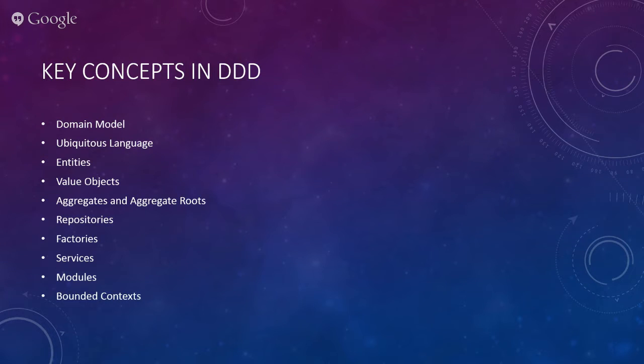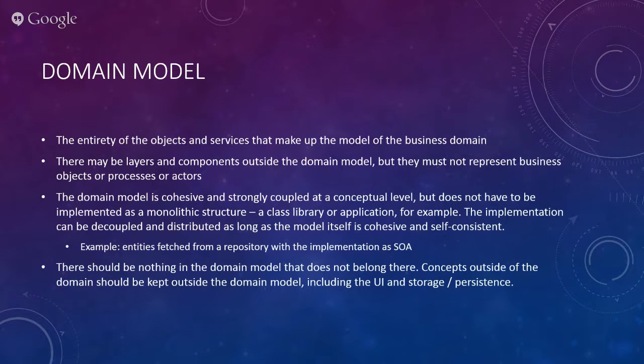So a domain model, we define that as the entirety of the objects and services that make up the model of the business domain. That probably sounds a bit circular, but I mean that genuinely, in that is all that is in the domain model. It's the model of the business domain. Anything that isn't involved in modeling the business domain should not be in the domain model. So there may well be layers and components outside the domain model in your system, but they should not represent business objects or processes or actors. They should live inside the domain, and things that are not about that should live outside and relate to it.